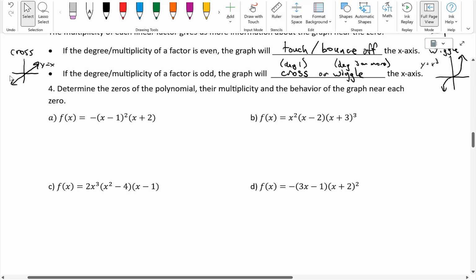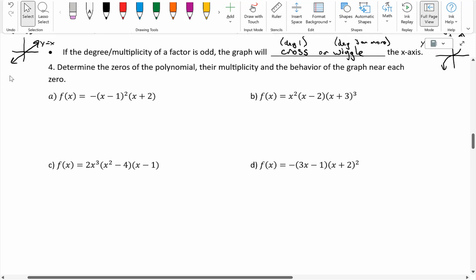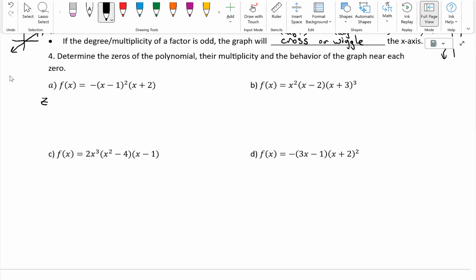Okay, so for 4, we're going to determine the zeros of the polynomial, their multiplicity, and the behavior of the graph near each zero. So really, we just want 3 lines. We're going to do our zeros, their multiplicities, and then their behaviors. So zeros come from us solving the zero product property. We really just want to set each of these equal to 0. We can factor fully if it's not fully factored, especially if it's in descending order, we'll have to do the factoring.